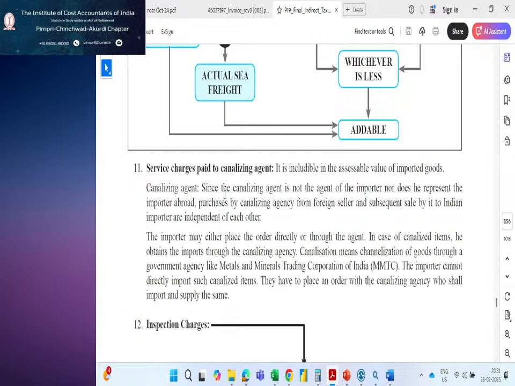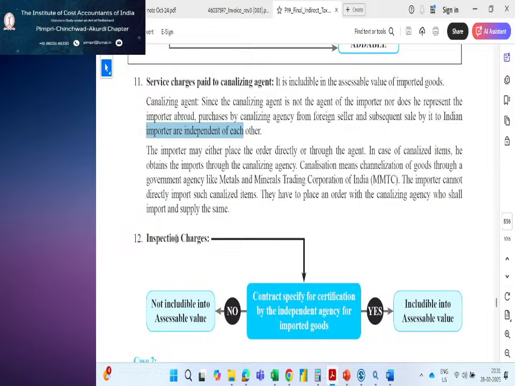Then service charges paid to the canalizing agent. So who is the canalizing agent? Not an agent of the importer; he does not represent the importer abroad. By purchasing from the foreign seller and the subsequent sale to the Indian importer, he is an agent who directly purchases, and we don't want to involve him; he purchases and he delivers to the Indian importer.